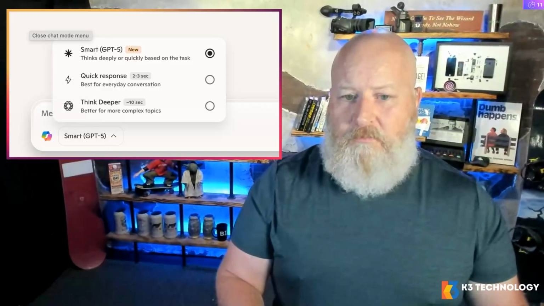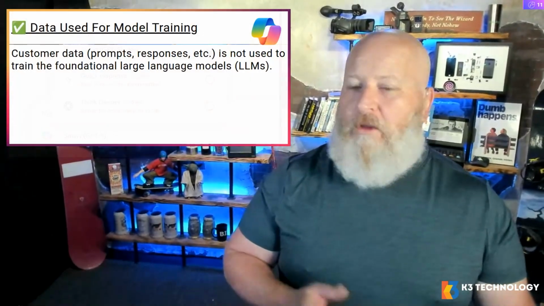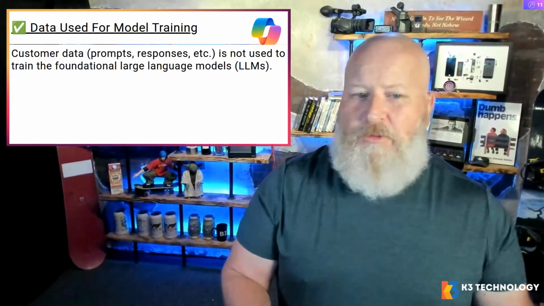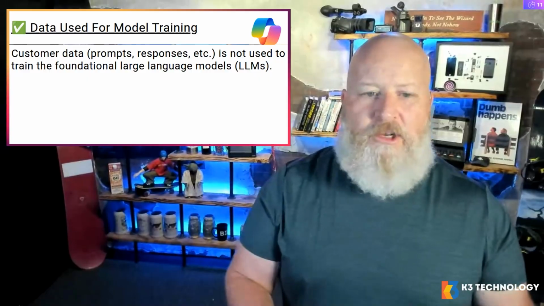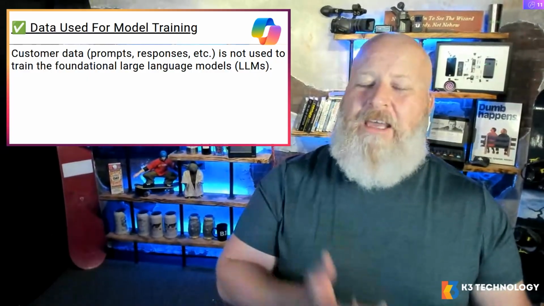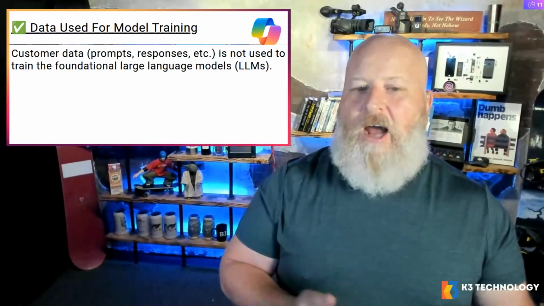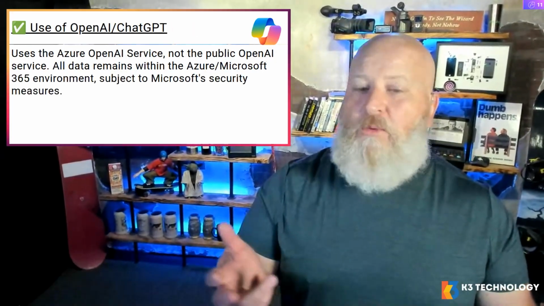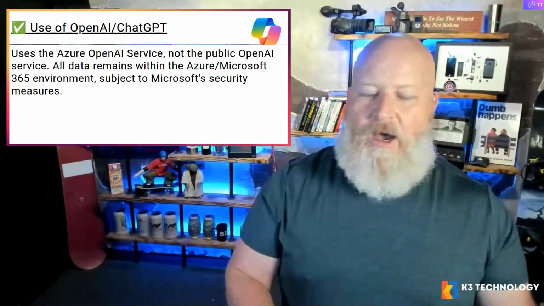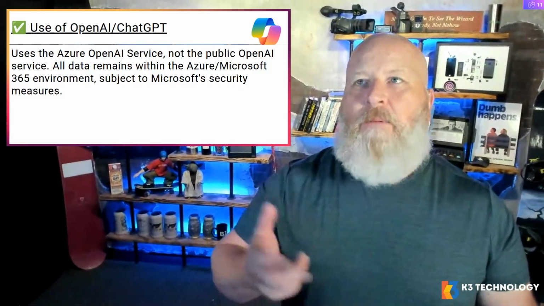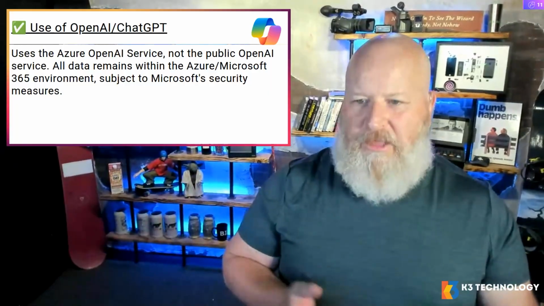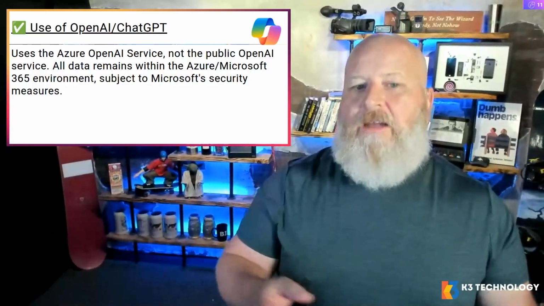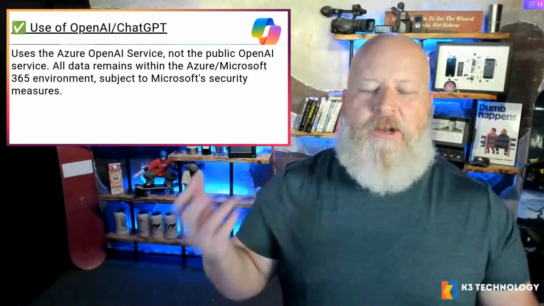and actually give you a real answer, right? So, as I said, one of the benefits of using things like Microsoft Copilot is that customer data, prompts, responses, etc., are not used to train the foundational large language models. Even when you use ChatGPT, it's not going to use that, right? Use of OpenAI's ChatGPT within Microsoft Copilot and Azure is not the public iteration of ChatGPT that you would think it is, and so it's subject to Microsoft's security measures and gets encapsulated within that environment.